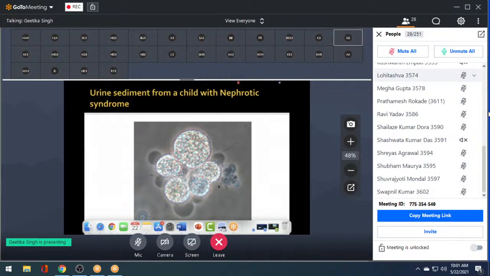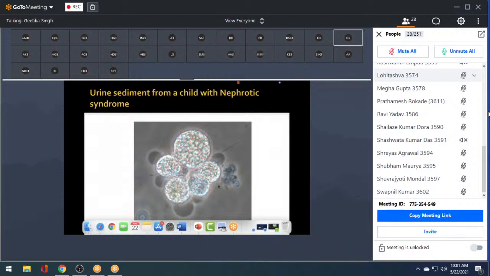So if you polarize this, what will it look like? Those oval bodies with Maltese cross appearance. Okay, under polarized light, you will see a Maltese cross.